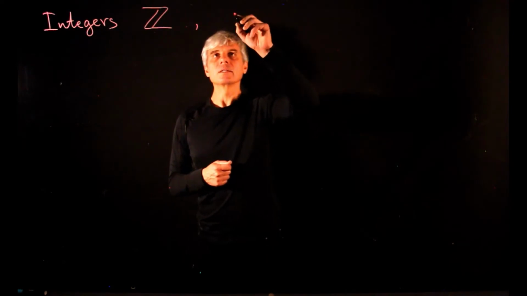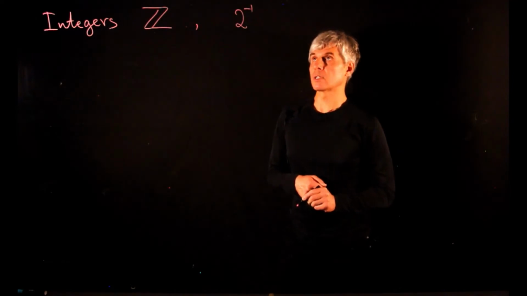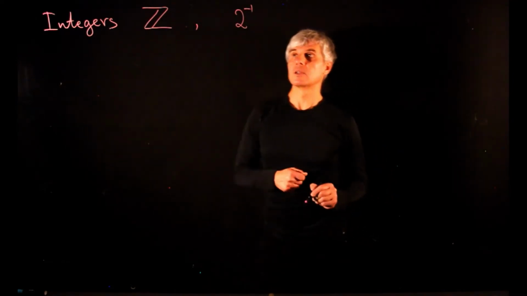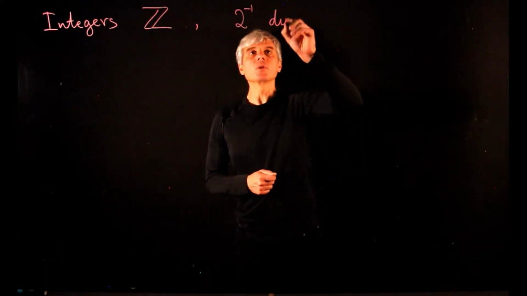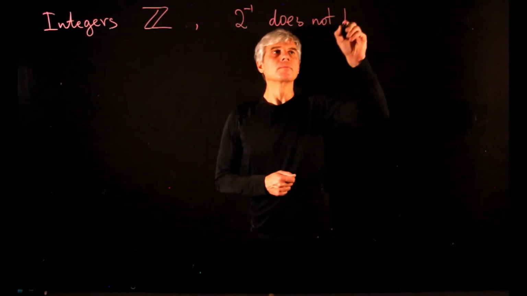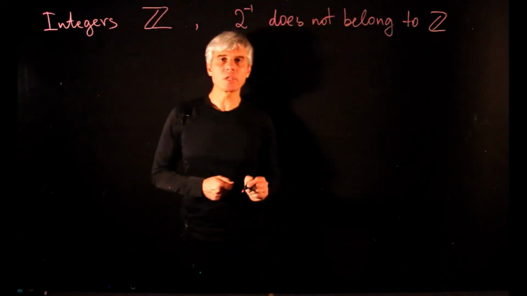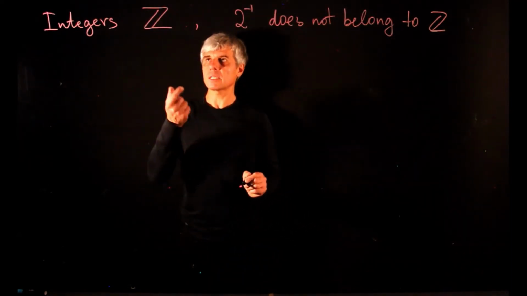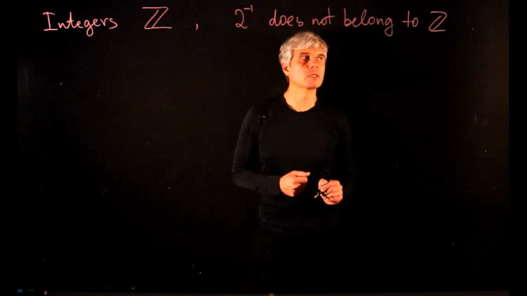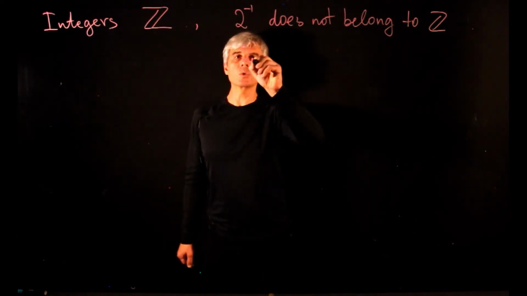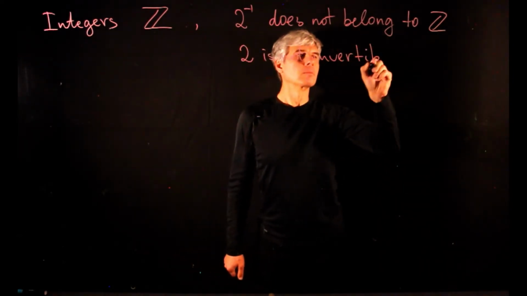So for example, if we take element 2 and try to consider 2 inverse, which is 1/2, this multiplicative inverse of 2 does not belong to Z. And so this means that the set of integers is not closed under multiplicative inversion. Or we can also say that 2 is not invertible in Z.